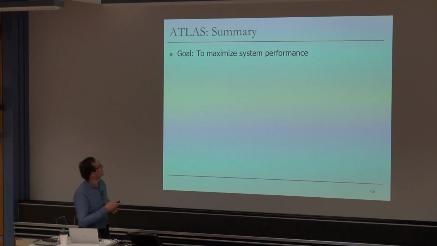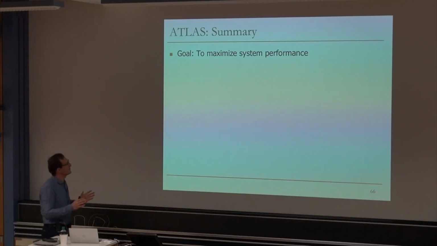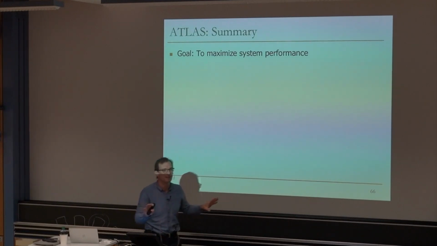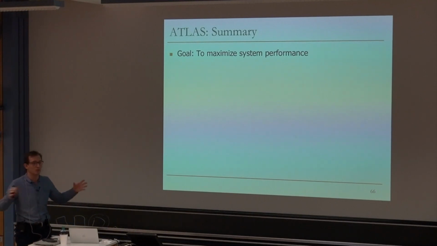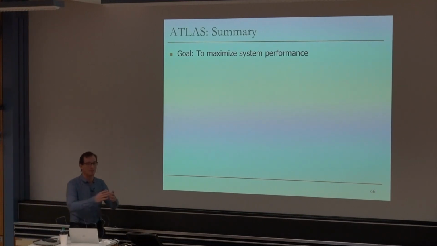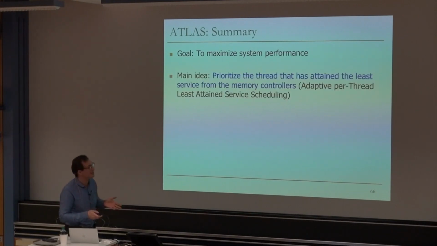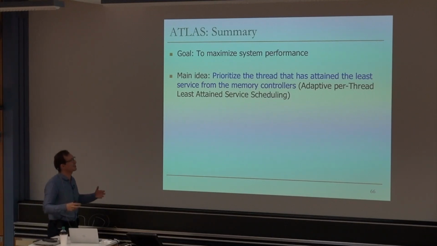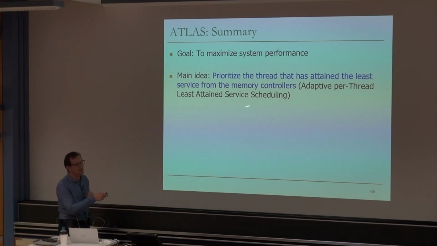Okay, let me give you the one. Basically, the goal here is to maximize system performance. We said, okay, maybe we should take a step back and ignore fairness for some time. What would you do to design a memory scheduler that would maximize overall system performance when you're running multiple applications together and they're interfering with each other? And the realization is that if you would like to maximize system performance, you would like to prioritize a thread that has attained the least service from the memory controllers at a given time. That's why this is called ATLAS, Adaptive Per Thread Least Attained Service Scheduling.